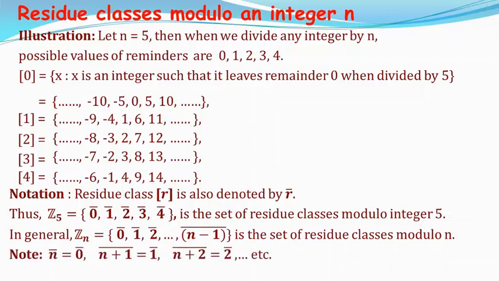Note, n bar is equal to 0 bar, that is when we divide n by n, the remainder is 0. So n bar is equal to 0 bar. n plus 1 bar is equal to 1 bar, that is when we divide the number n plus 1 by n, the remainder is 1. So n plus 1 bar is 1 bar. Similarly, n plus 2 bar is equal to 2 bar, and so on. So this is about the residue classes of integers modulo n.